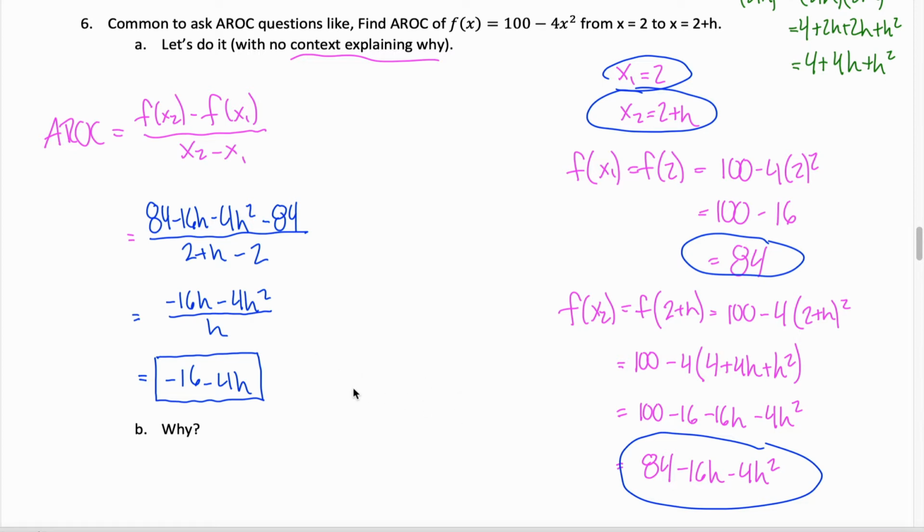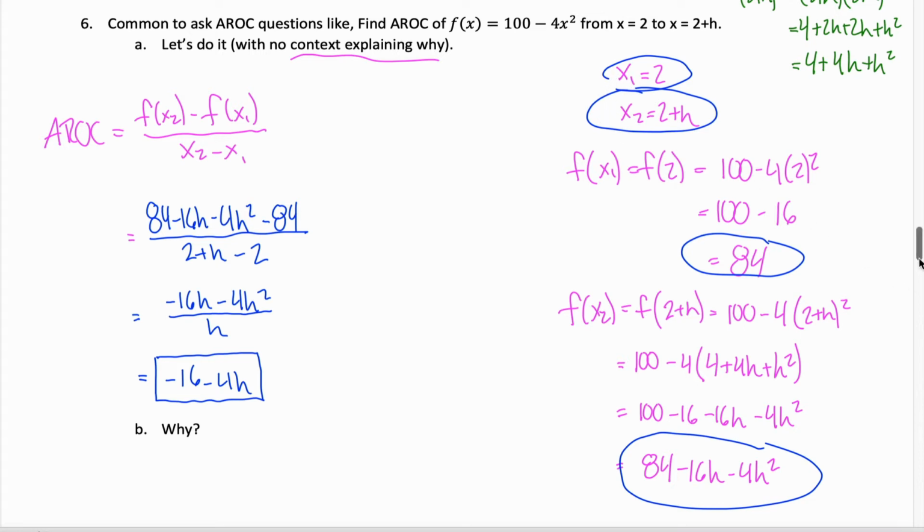I know from experience that it's pretty frustrating for students to see this as the answer and be like, what does this mean? Why did I do all this? This feels like a problem that a teacher made up with no reason other than forcing a student to do a lot of algebraic manipulation and simplify expressions, right? Why would you ever want to put 2 and 2 plus h into this machine? Why would you care about the average rate of change between these two kind of weird abstract points?